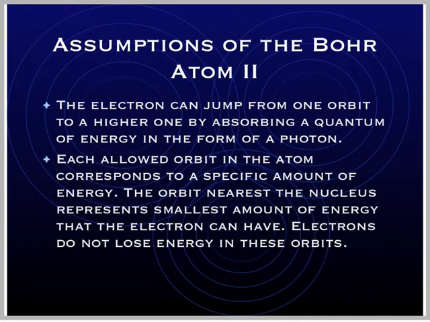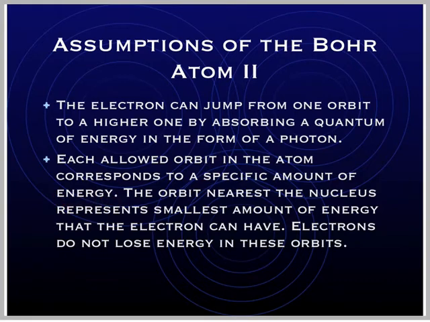Now in this atom, the electron can only jump from one orbit to a higher one by absorbing a quantum of energy in the form of a photon. So if photons of electromagnetic radiation hit the atom, when a photon of the right amount of energy hit, the atom would absorb it, and an electron would jump from one orbit to a higher one. Now, each allowed orbit in the atom corresponded to a specific amount of energy. We'll see that in a moment.